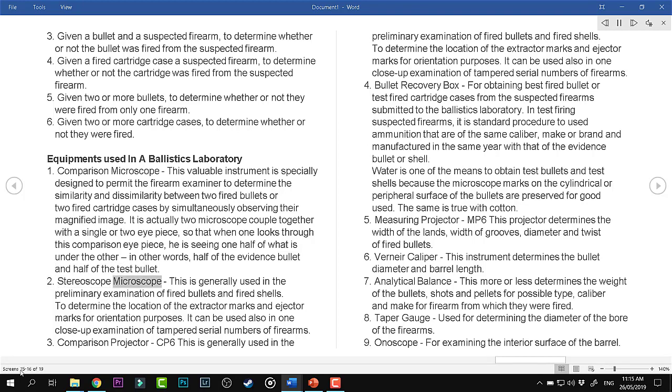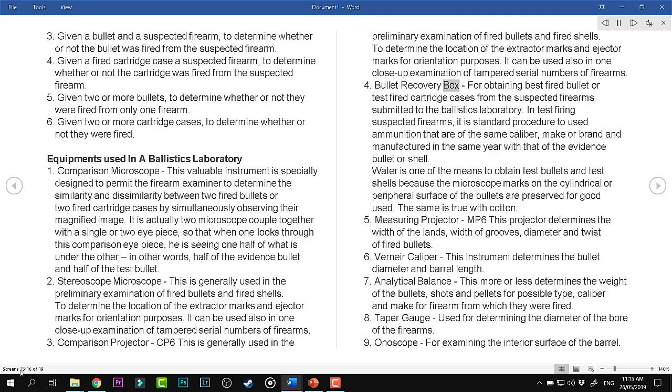2. Stereoscopic microscope. This is generally used in the preliminary examination of fired bullets and fired shells to determine the location of the extractor marks and ejector marks for orientation purposes. It can also be used in close-up examination of tampered serial numbers of firearms. 3. Comparison projector, CP6. This is generally used in the preliminary examination of fired bullets and fired shells to determine the location of the extractor marks and ejector marks for orientation purposes. It can also be used in close-up examination of tampered serial numbers of firearms.